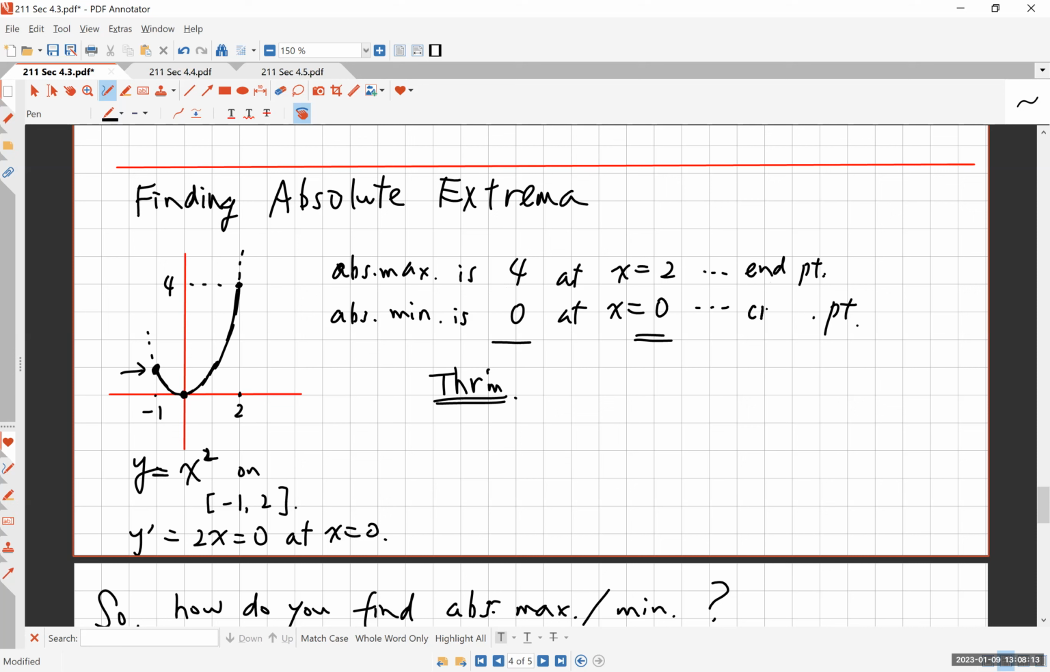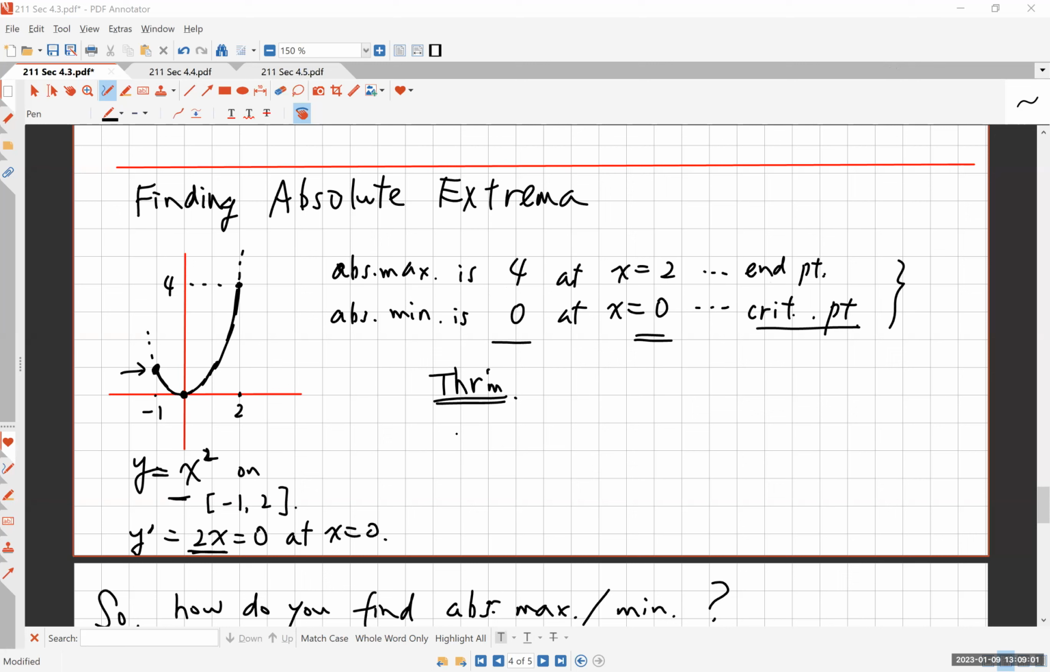Now that actually happens at the critical point of the graph, because as you can see, y prime is 2x, and the only critical point is when this is equal to 0, because this is always defined. Remember, this is a differentiable function. And so this is 0 only when x is equal to 0. So this happens at the only critical point of the function. So it looks like these are the candidates that need to be considered when you are looking for absolute extrema, right? And in fact, that is the theorem that I'm about to state.